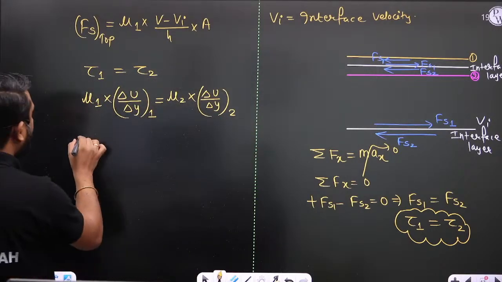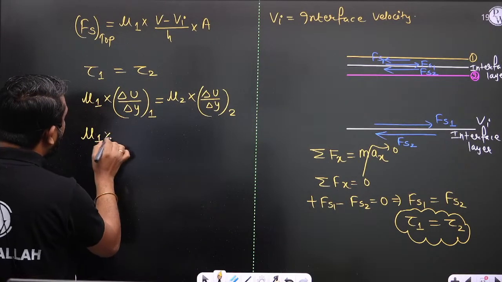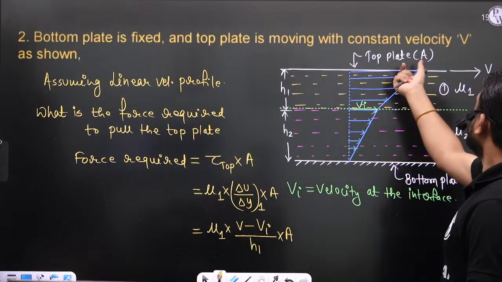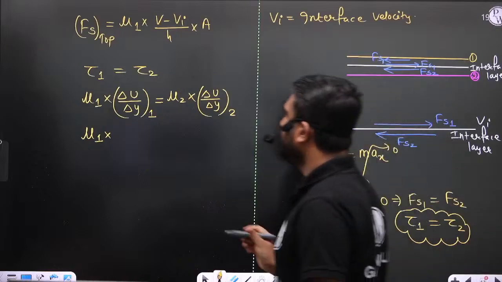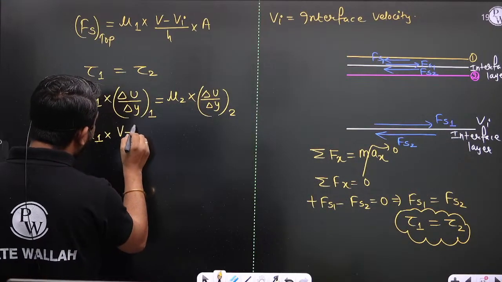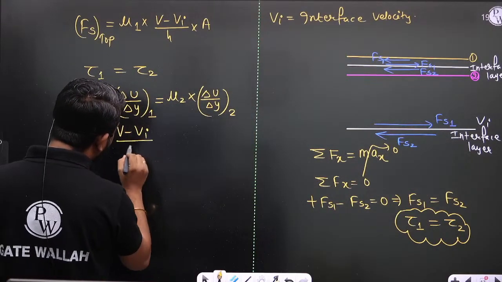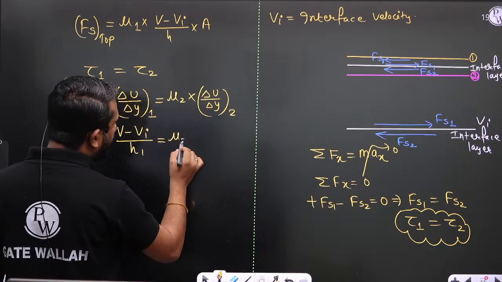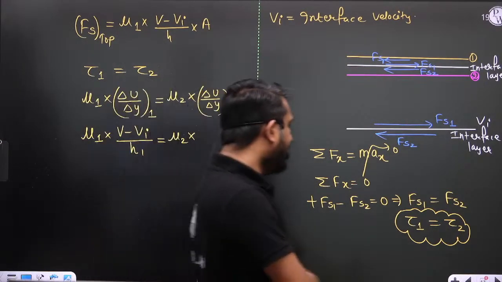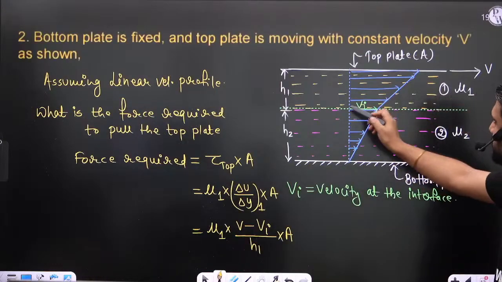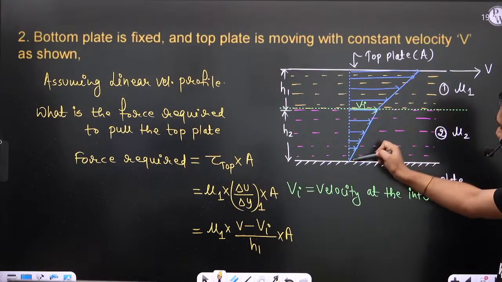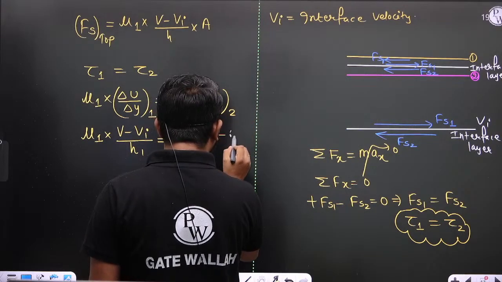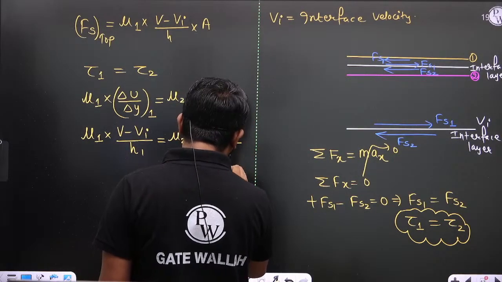Now mu1 multiplied by, now tell me what is delta u by delta y in fluid number 1? So beta, this is V minus Vi divided by h1 is equal to mu2. Now what is delta u by delta y in fluid number 2? In fluid number 2, it is Vi minus 0 divided by h2.